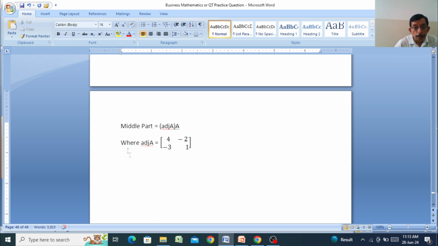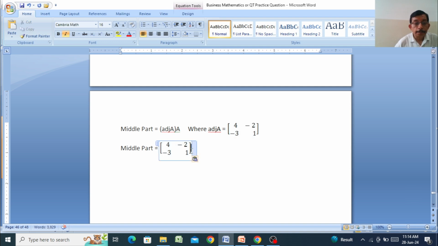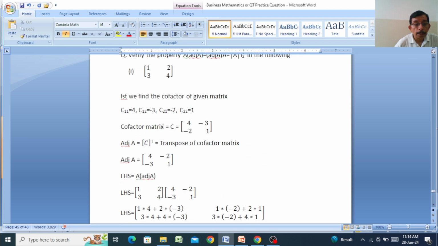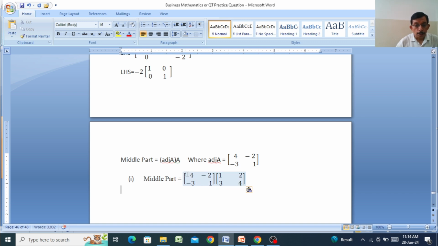Now the middle part, put the value of adjoint A. The middle part is adjoint A multiplied by A, the value of A. Now we multiply both of the matrices in the next step.